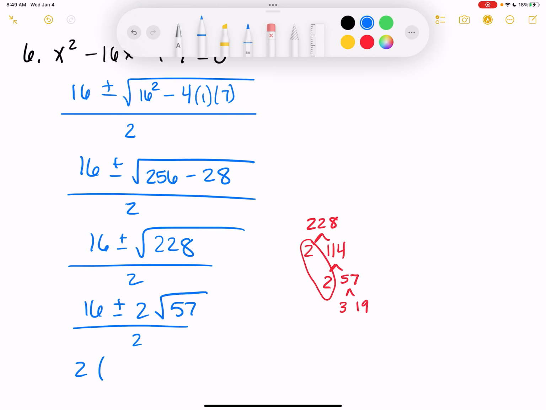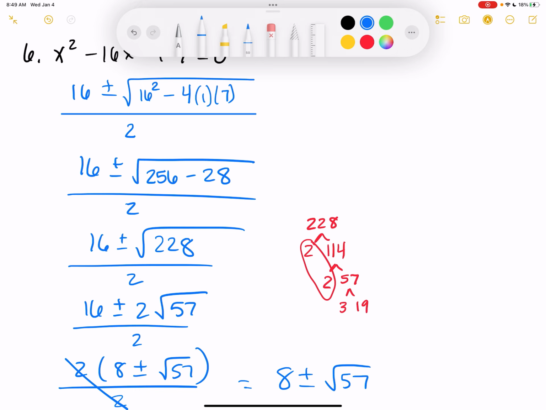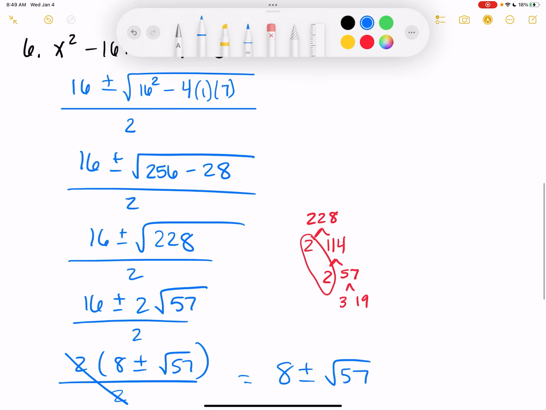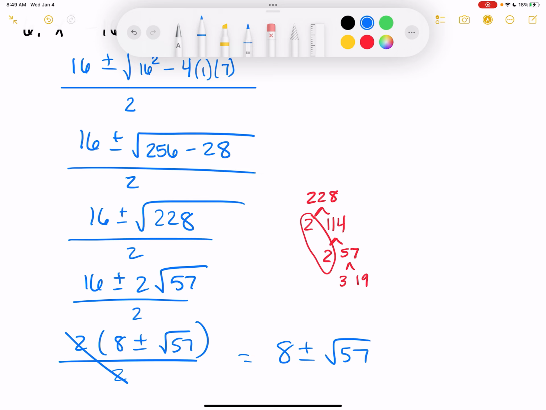So take out a 2, this leaves you with 8 plus or minus the square root of 57 over 2, which then cancels. So 8 plus or minus the square root of 57. And sometimes people will say, well, can I just cancel the 2 with the 2 and the 2 with the 16? Technically, yes, that's fine. I just like the taking it out method to show that you're genuinely recognizing that you need to pull it out, because with bigger problems that are harder, it's not as easy just to cancel it like that.